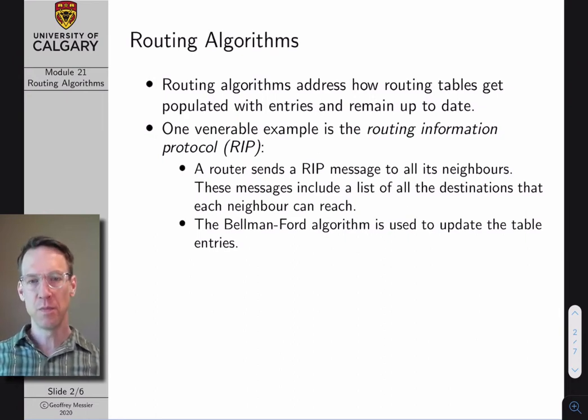And at the heart of the example algorithm we're going to be considering, which is RIP, is a technique called the Bellman-Ford algorithm. And we're going to focus very specifically on the Bellman-Ford algorithm because it's going to show us how local information can be used to create a globally successful series of routing tables.